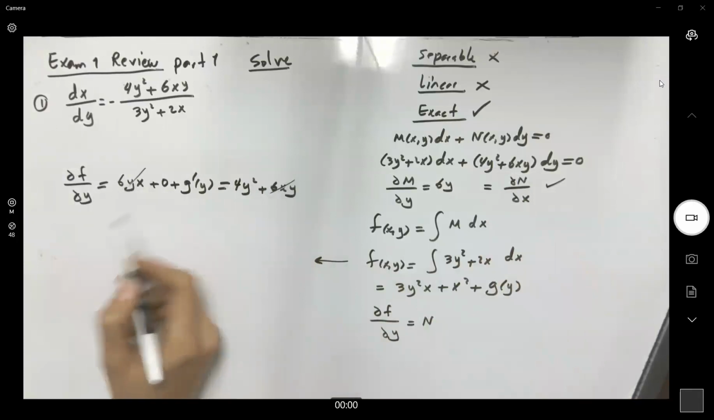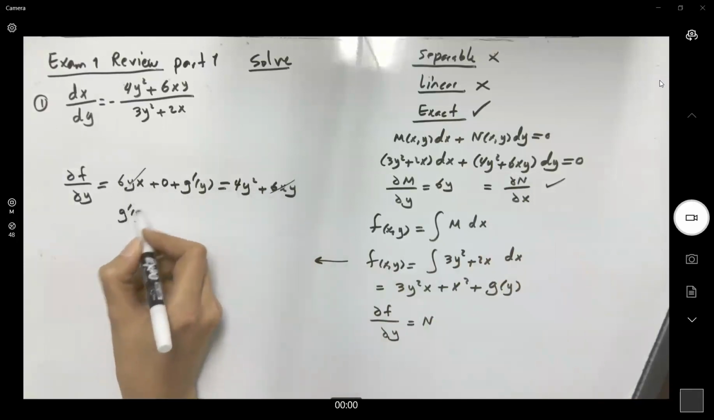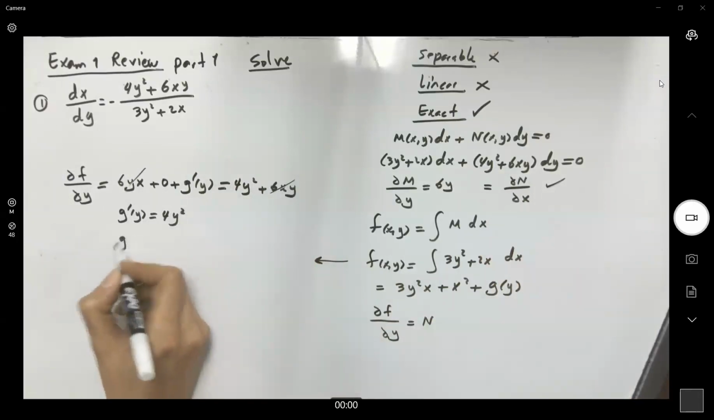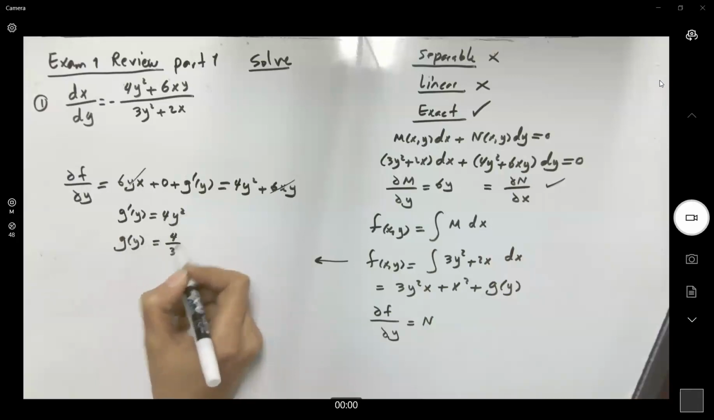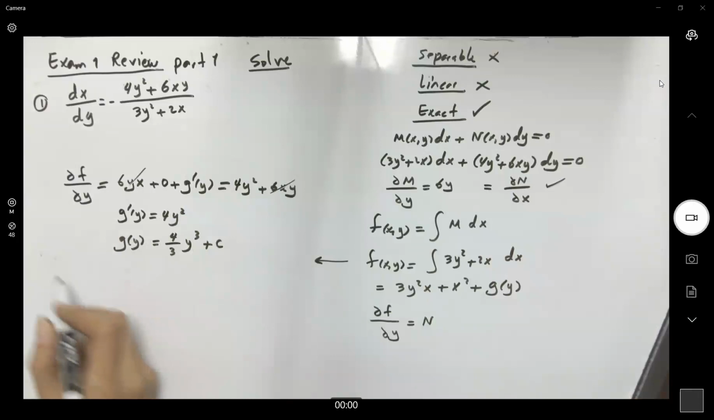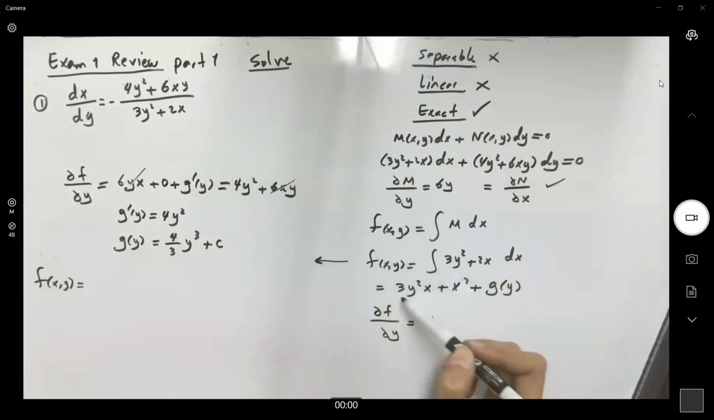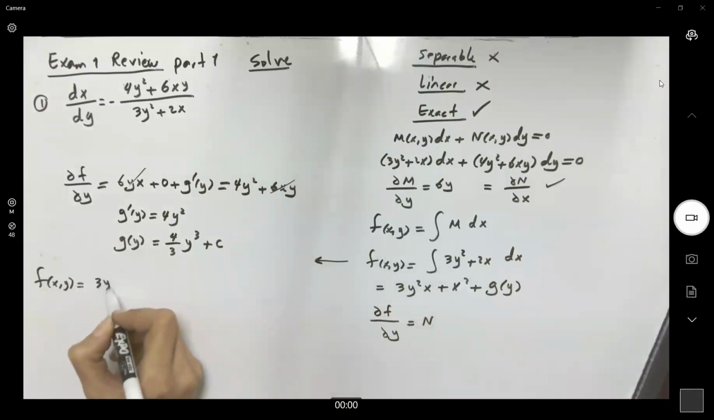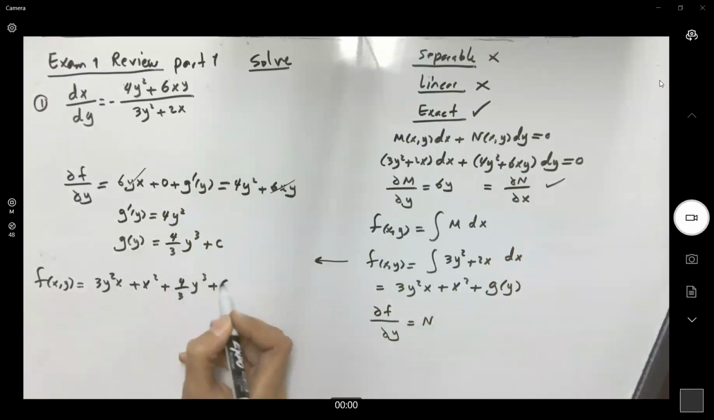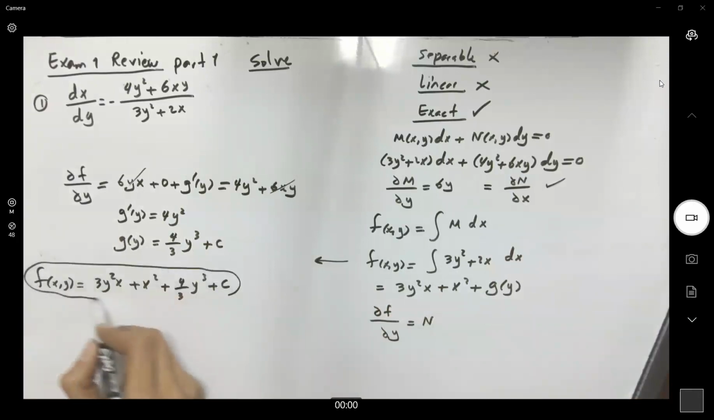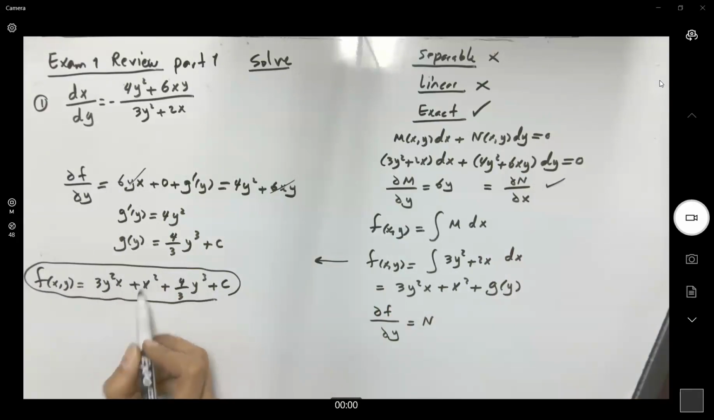Well, we can cancel out these two terms. It's just equality. So g prime of y is equal to 4y squared, or g of y, which is the integral of 4y squared, becomes 4/3 y cubed plus a constant of integration. So f, this function in x and y, becomes 3y squared x plus x squared plus g, which is 4/3 y cubed plus c. Now the solution of this differential equation can be written as 3y squared x plus x squared plus 4/3 y cubed equals a constant.